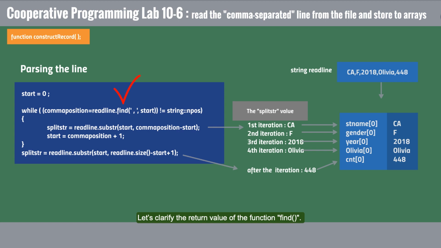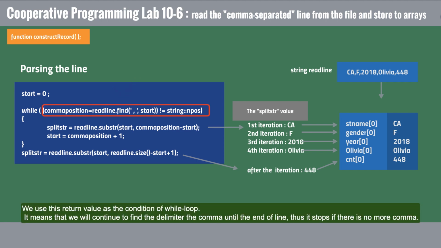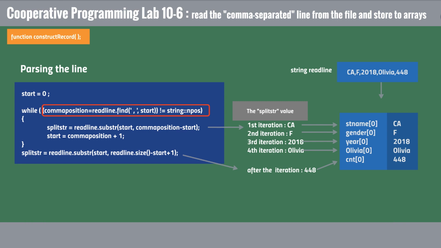Let's clarify the return value of function find. Find will return the integer value that is the found position of the first parameter value. If it fails, it will return the value npos, that is defined in the string class. We use the return value as the condition of a while loop. It means that we will continue to find the delimiter, the comma, until the end of a line. Thus, it stops if there is no more comma.